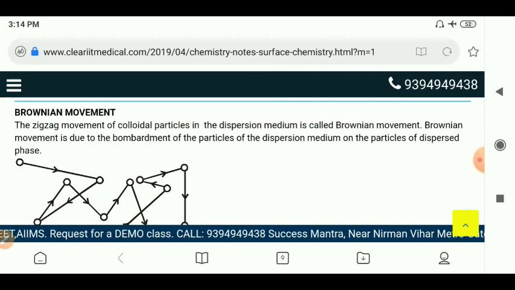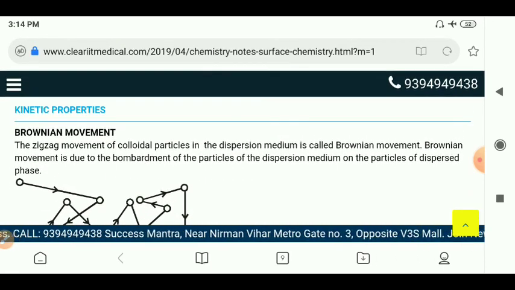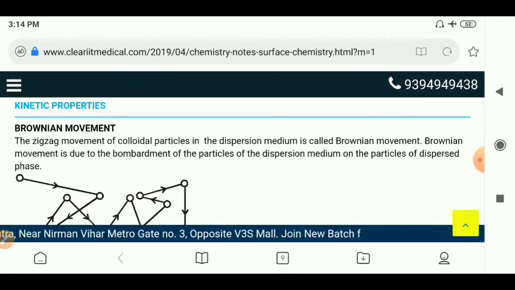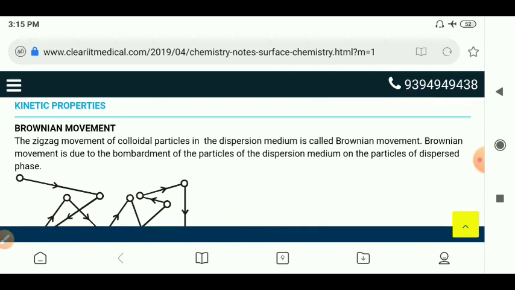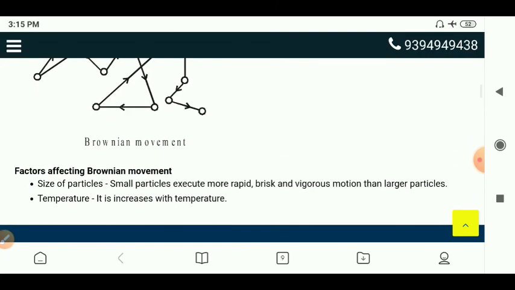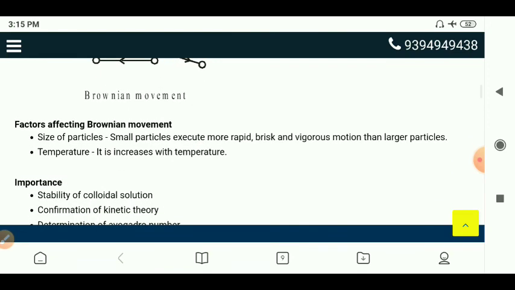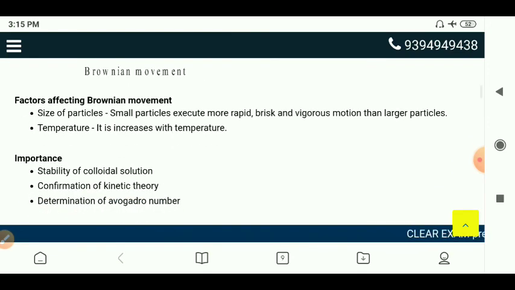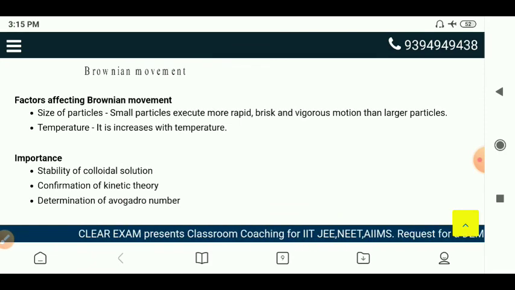So the Brownian movement is nothing but the movement of colloidal particle. The zigzag movement of the colloidal particle in the dispersed medium is called Brownian movement. The Brownian movement is due to the bombardment of the particles of dispersed medium on the particles of the dispersed phase. There are two factors: the size of the particle and the temperature. What are the importance for that? You have to study the stability of the colloidal solution, confirmation of the kinetic theory, next determination of the Avogadro number. So that's all about the kinetic property of colloidal particle.